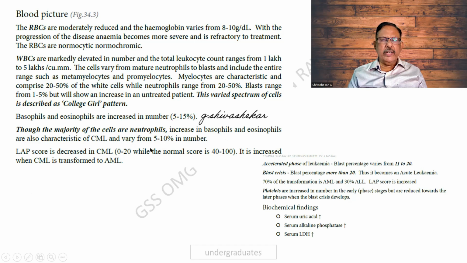Leukocyte alkaline phosphatase score is decreased in a case of CML, but it is increased when the patient goes in for a blast crisis. There are the other stages. This is supposed to be the classical picture, the classical stage. Another stage is accelerated phase, wherein the blast percentage increases from 11 to 19. And blast crisis means more than 20. That is it. Other biochemical findings can be increase in uric acid, alkaline phosphatase, and serum LDH.